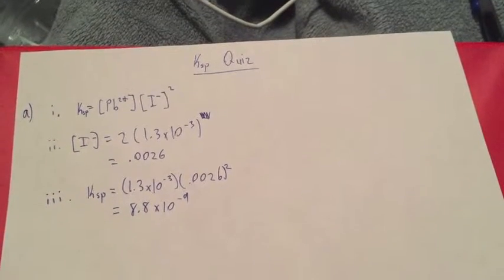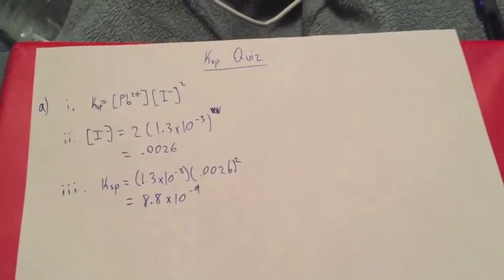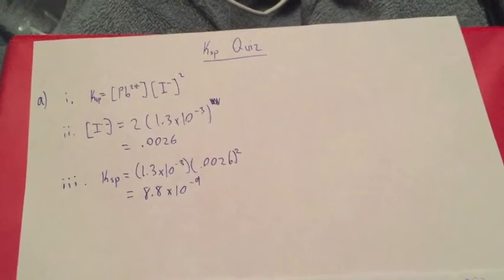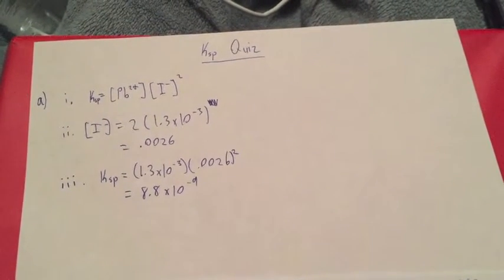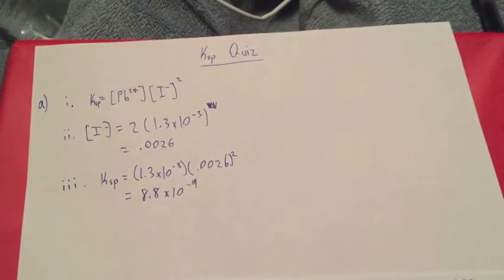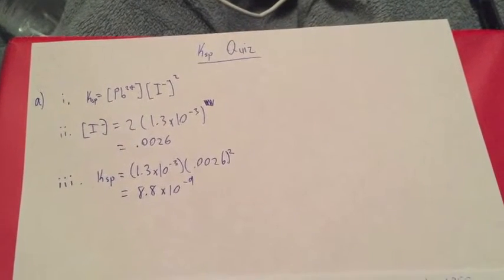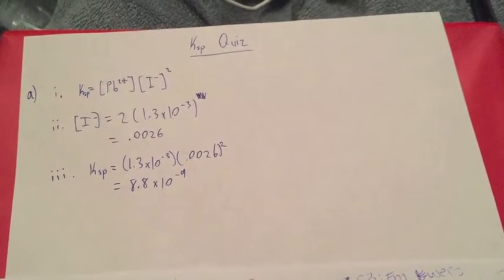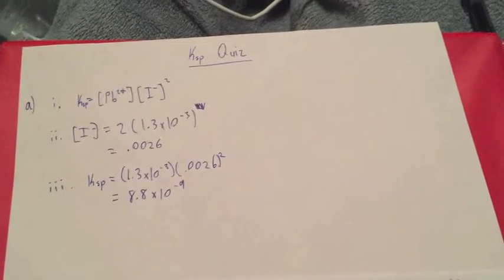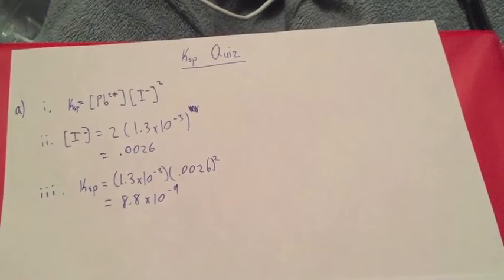In part 1 part A of the Ksp quiz, we are asked to write the equilibrium constant expression for the given equation, which is simply the molarity of Pb2+ times the molarity of I- squared, and it's squared because there is a coefficient of 2 in the chemical equation.